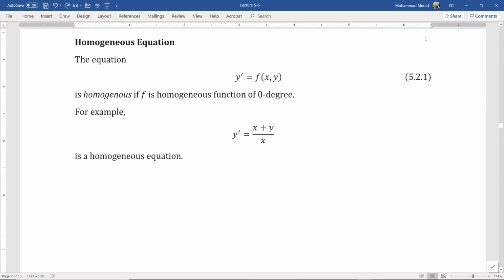Homogeneous equation. Consider an equation y prime equals f of x comma y. This is called homogeneous if the function f in the right hand side of equation 5.2.1 is a homogeneous function of 0 degree. For example, y prime equals x plus y over x is a homogeneous equation, since f here is a homogeneous function of 0 degree.